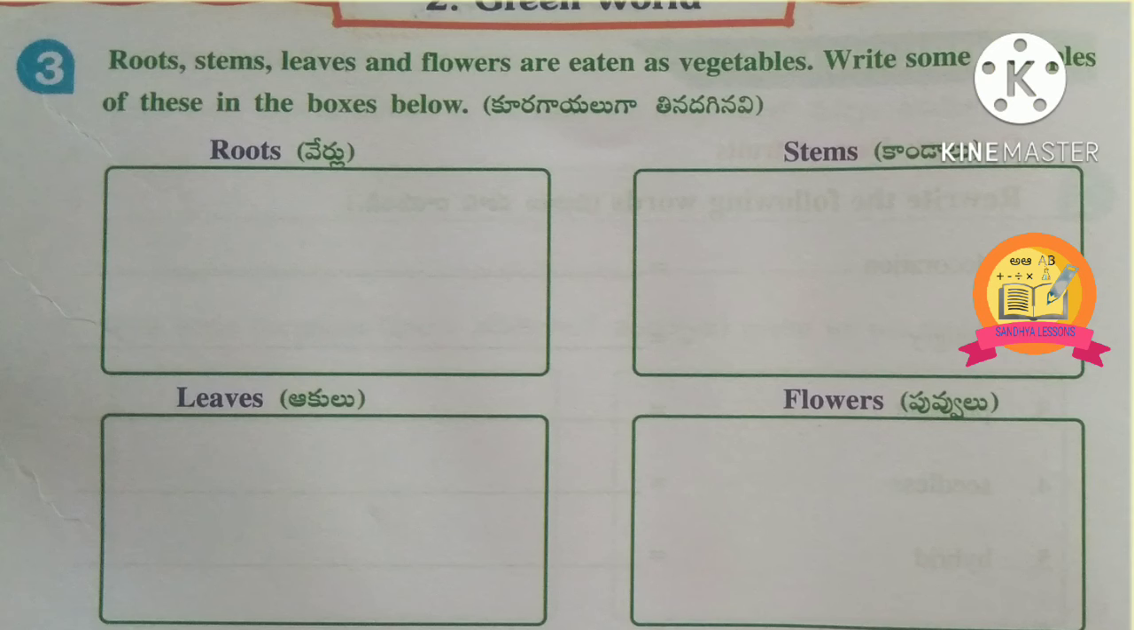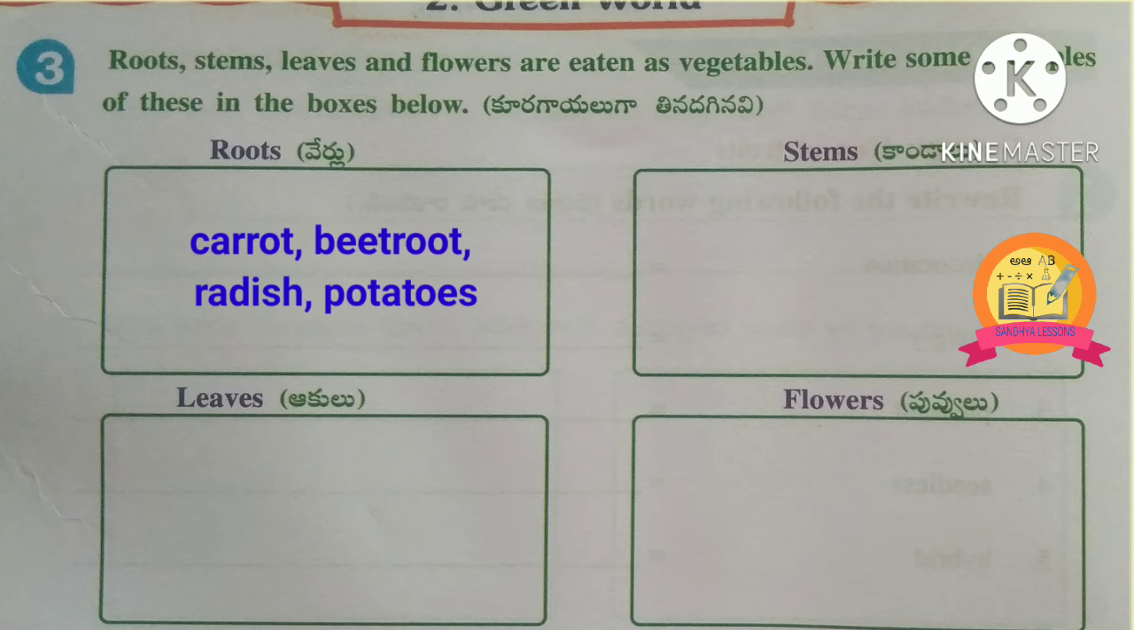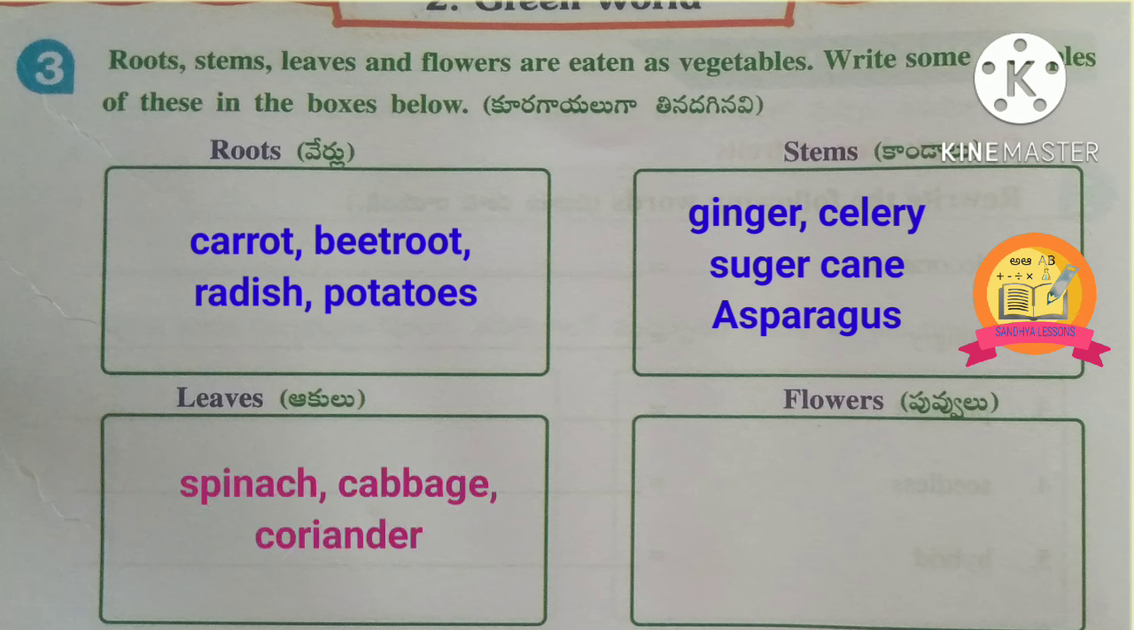Third Roman, roots, stems, leaves, and flowers are eaten as vegetables. Write some examples of these in the boxes below. Example for roots: carrot, beetroot, radish, potatoes. Stems: ginger, celery, sugarcane, asparagus. Leaves: spinach, cabbage, coriander. Flowers: cauliflower, broccoli.